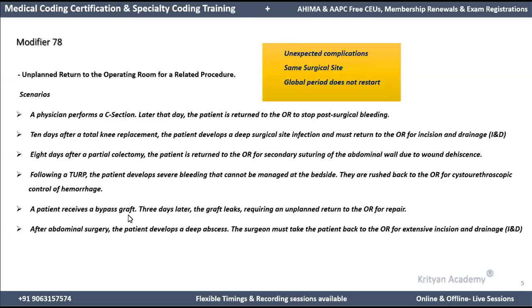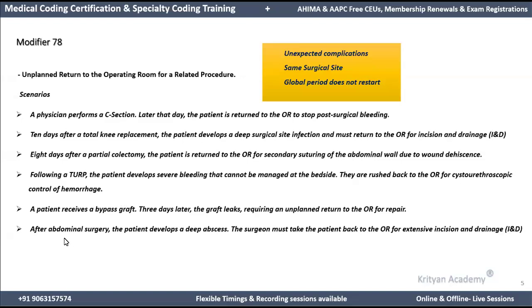And a patient receives a bypass graft 3 days later. The graft leaks, requiring an unplanned return to the operating room for a repair. So which is the same related surgical site, right? It's the same surgical site. So this one also we can use the modifier 78.